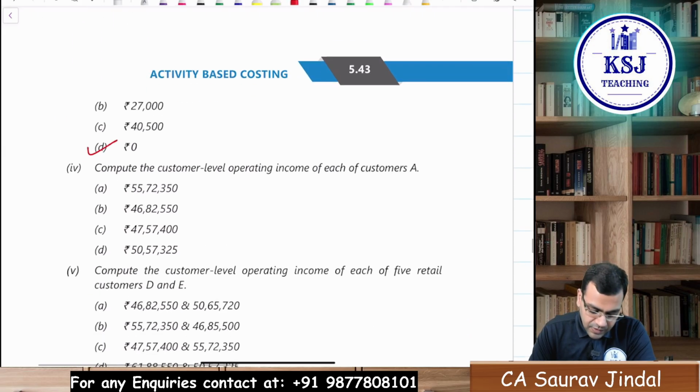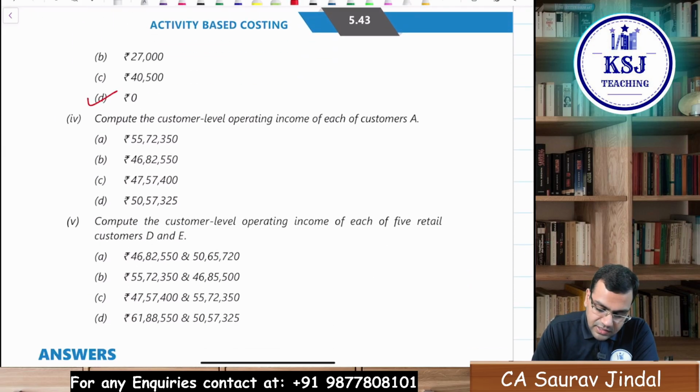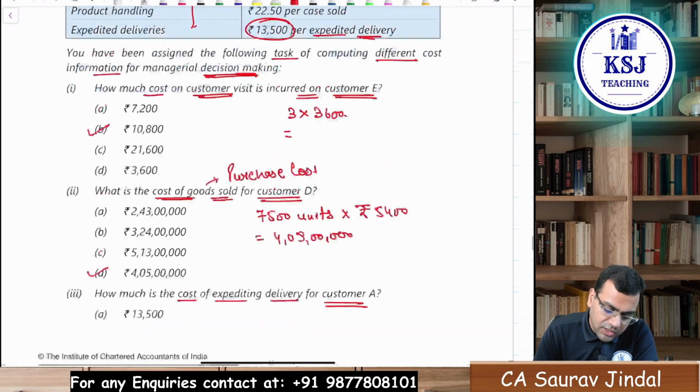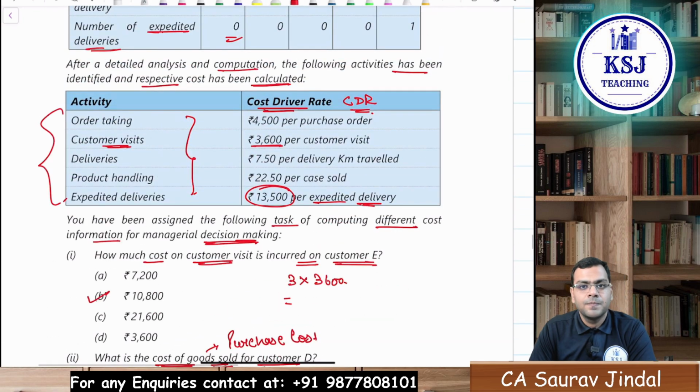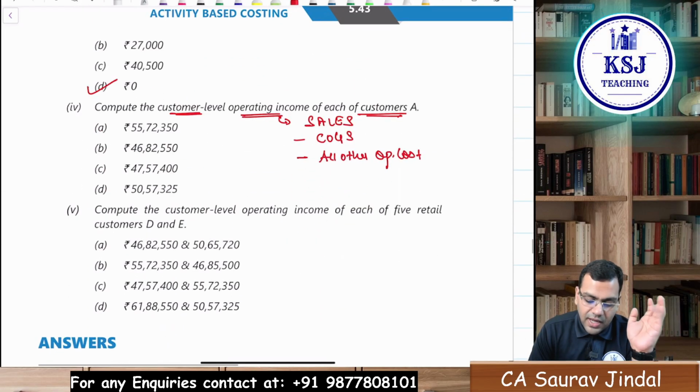Is that clear, everyone? Coming to the fourth one, compute the customer level operating income for each of the customers. Now, what is operating income? How do you calculate operating income? Operating income here means sales minus COGS minus all other operating cost. All other operating cost means the cost of these 5 activities: the order taking cost, the customer visit cost, the delivery cost, the product handling cost, and the expedited delivery cost. Clear? So this is what we have to calculate.